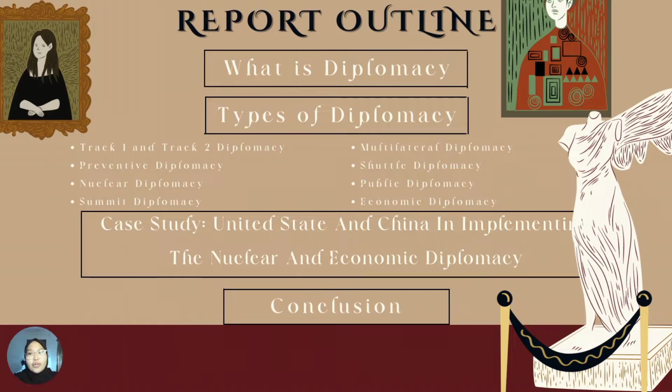So here is the report outline. We will first discuss what is diplomacy, types of diplomacy which have 8 overall, case study United States and China in implementing the nuclear and economic diplomacy, as well as the conclusion. Therefore, without wasting any time, let's begin.